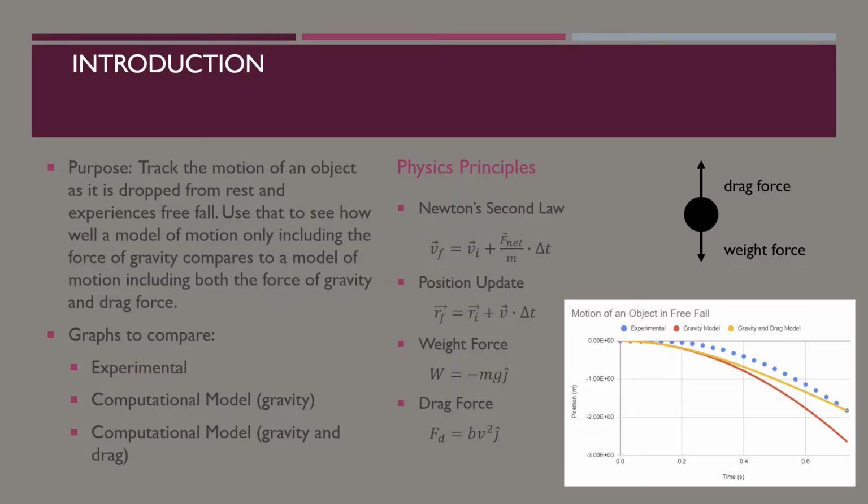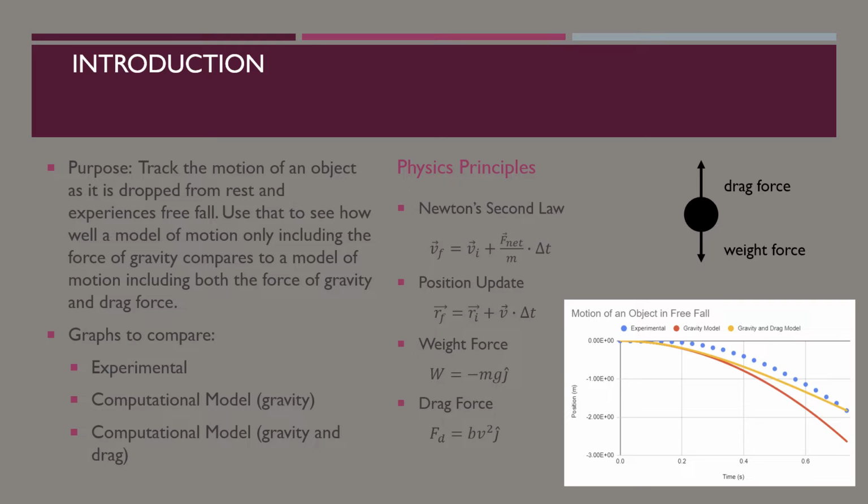So the purpose of this experiment was to track the motion of an object as it is dropped from rest and as it experiences free fall, and then to use that to see how well a model of motion that uses only the force of gravity compares to a model of motion that uses both the force of gravity and drag force. So we have three graphs to look at: our experimental graph, our computational model graph with only gravity, and then our computational model with gravity and drag.